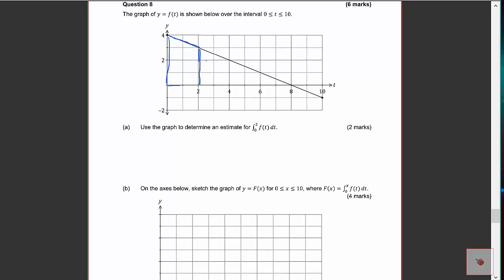So the parallel sides are of height, I'm going to say that's 3 and 4, distance between them is 2, so that's going to be a half the sum of the parallel sides times the distance between them, so that's going to give us 7.